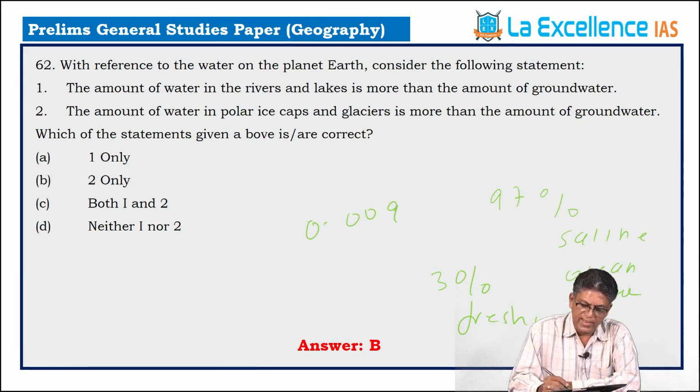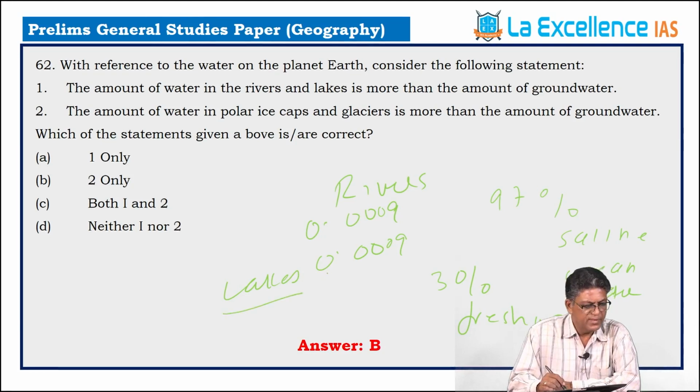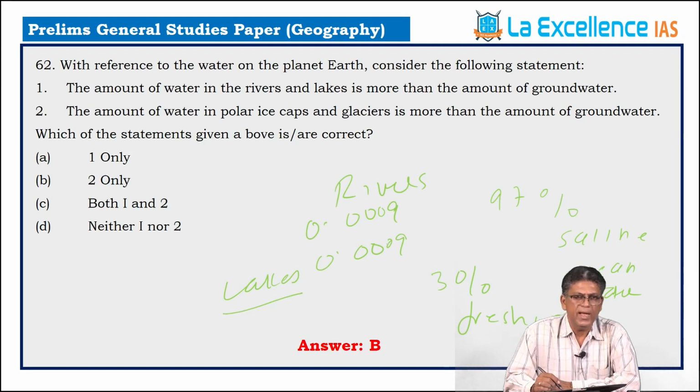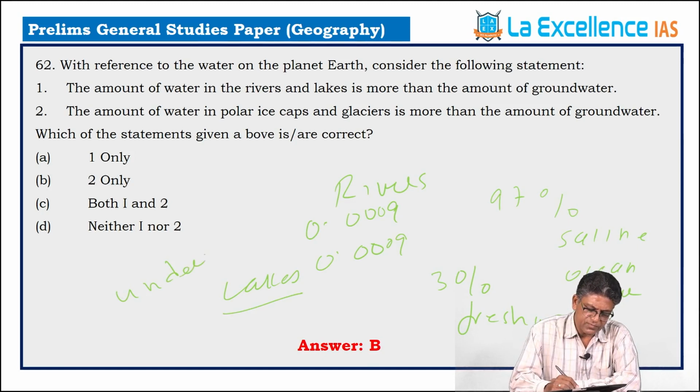Then, if you take all the lakes, they will account for another 0.0009%. I am including saline lakes as well as freshwater lakes, because the word is lakes here. If you take the water that is underground water, the water contained in the fractures and in the soils below the Earth's surface, which we call groundwater also, or underground water, it is 0.68%.